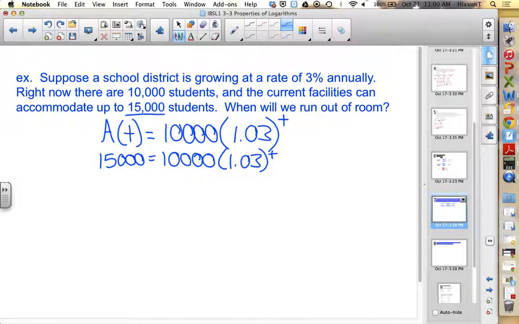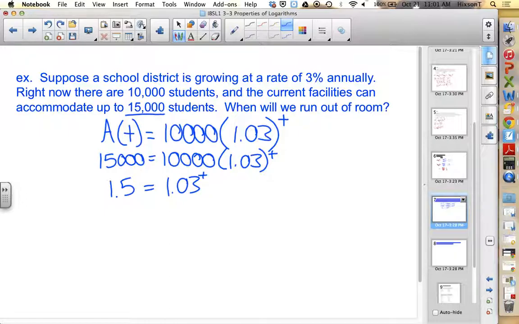So how are we going to solve this? Log. Take the log of, or you divide by 10,000. Get the exponential part by itself first, divide by 10,000, so that should be 1.5, right? Yep. Equals 1.03 to the t power. So now what are we doing? Log. Log of 1.5 equals t log of 1.03.